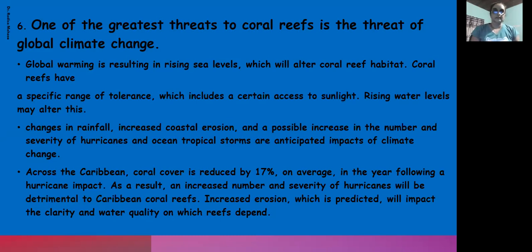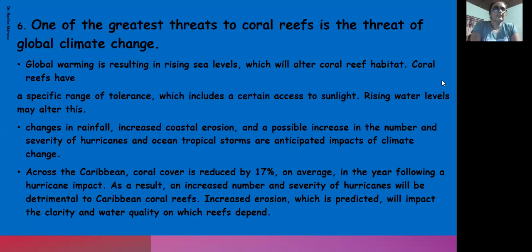Okay, number 6, one of the greatest threats to coral reefs is the impact of global climate change. When we're talking about global climate change, we are talking about global warming, for example. When there is global warming, there's an increase in sea levels. So there's a rise in sea levels, and anything that happens in the sea affects the ecosystem. Everything, as I said, is related to the other.